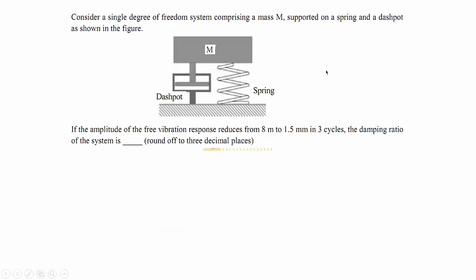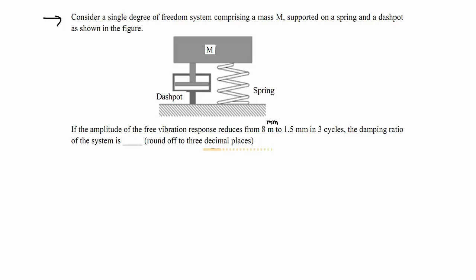This question belongs to the topic vibrations from the subtopic damped vibrations. Consider a single degree of freedom system comprising of mass m supported on a spring and dashpot as shown in the figure. If the amplitude of free vibration reduces from 8 mm to 1.5 mm in 3 cycles, then the damping ratio zeta is equal to how much?